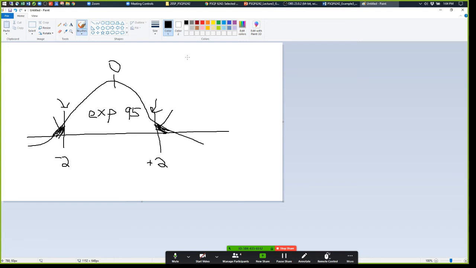So if I took, let's say that I had my slope, I'm going to round, it's 6. And let's say that my standard error is 2.